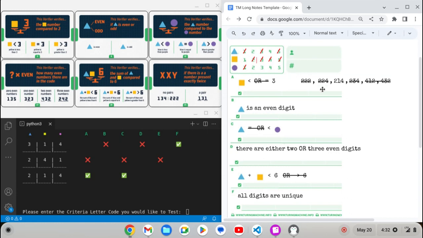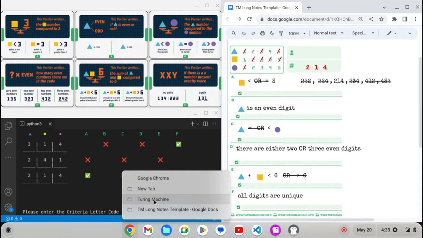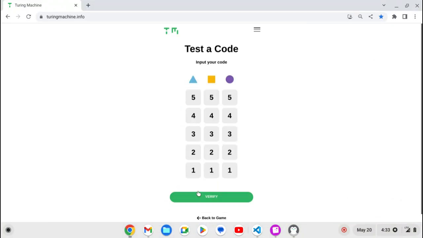Okay, so it kind of works out, hoping that all the deductions are correct. So, boy, this seems like a long process. I don't quite know how long the video's been going. So I'm going to state that the answer is 2, 1, 4. And so let's go to turingmachine.info and confirm that that is the solution. So 214. So test the code. 214.